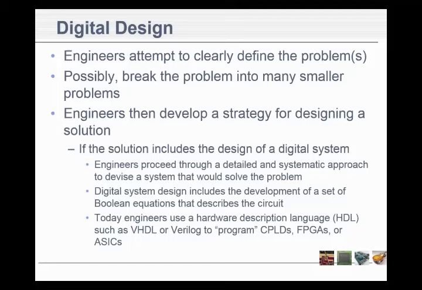Okay. Then we got to kind of develop some kind of a strategy. If you need a digital system, some of them aren't going to need a digital system. We are going to then proceed to some kind of detailed, systematic approach. You might be working on HDL. You may end up doing, it depends on what it's doing. You might set up that set of Boolean equations to fix a problem.